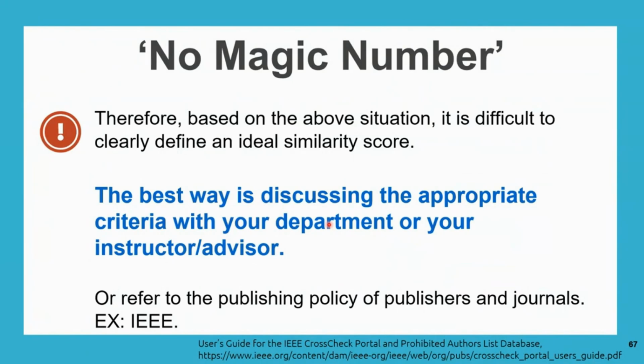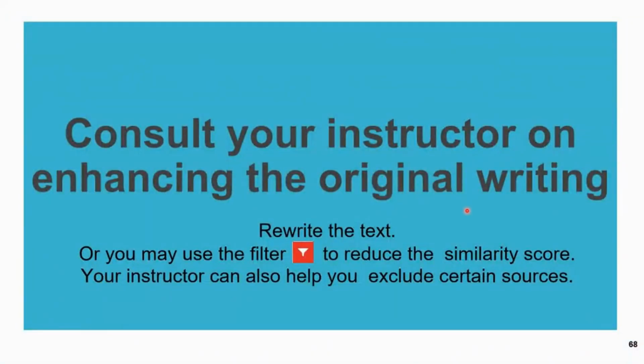If you are checking your journal manuscript, you can refer to the publishing policy of the publisher and journals. If there is a big chunk of similarity, you can try to rewrite it using paraphrase or summarize writing techniques. If the content cannot be rewritten, consult with your professor. They may agree to exclude certain sources that belong to the false positives. You can also use the filter tool to reduce the score, but please talk to your professor or your department office about how to use it before you apply the tool.